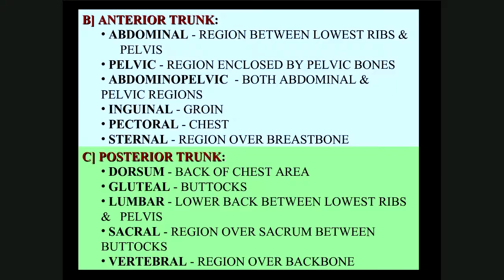The next one, abdominal, is the region between your lowest ribs and your pelvis. That's your abdomen. The pelvis is the one enclosed by your pelvic bones, which basically is your hips. We'll talk about what's in those areas later on. But sometimes the abdominal and pelvic regions are put together as one big cavity inside your body, and they call that the abdominal pelvic region.